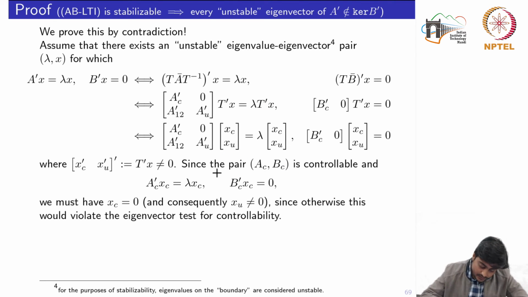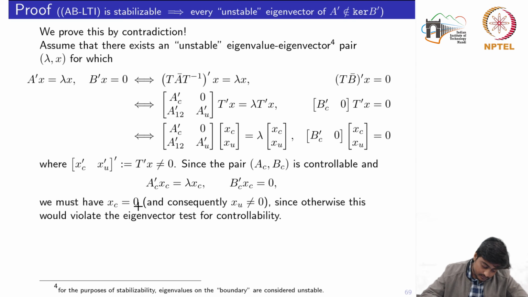So moving forward, since we know that the pair AC-BC is controllable already, meaning to say that there is an eigenvector xc which satisfies these two equations, and xc should be 0 only because it cannot satisfy both these equations. For this eigenvalue, if we have this xc, BC transpose xc should not be equal to 0, right? And if there is some xc satisfying these equations, it must be 0. Okay, so xc we have 0.